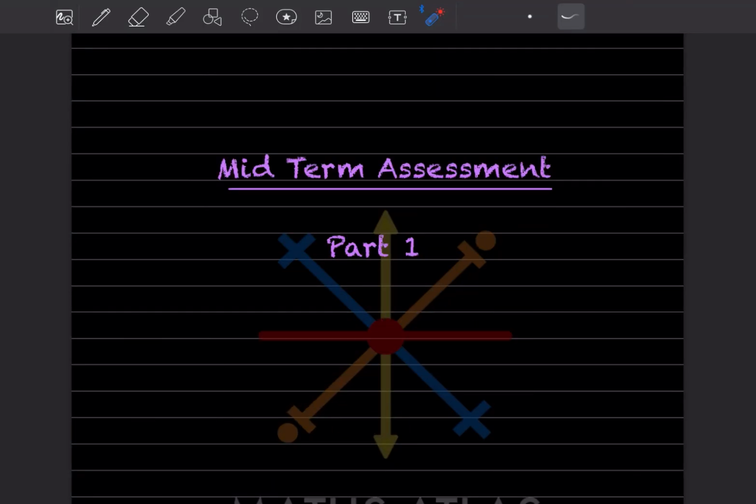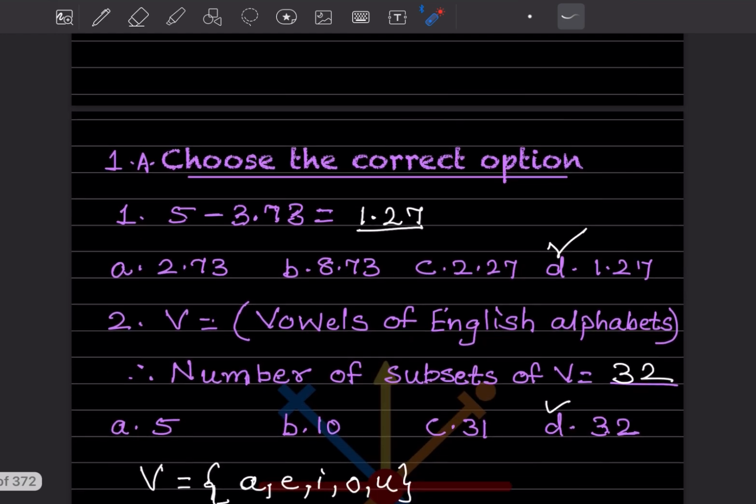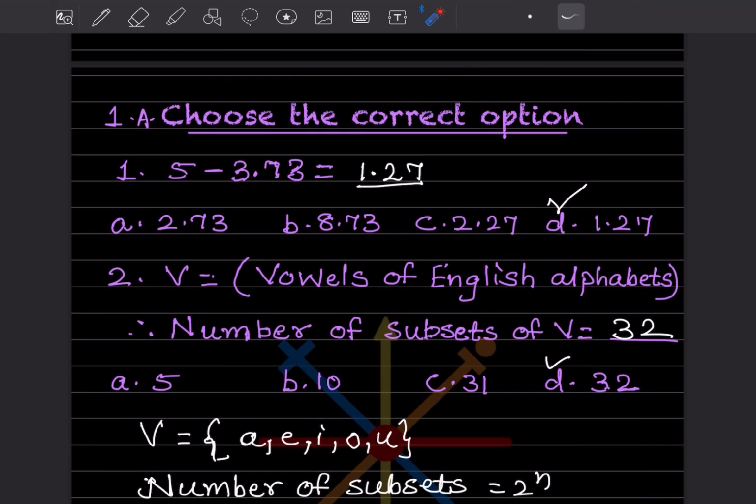So today we are going to do the midterm assessment questions, which you can already see at the last pages of your book, the ICSE Mathematics, Frank. We'll do some questions today, and the remaining part we'll do in part 2. So let us start. Here it's given: choose the correct option.